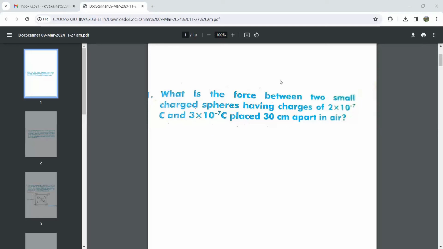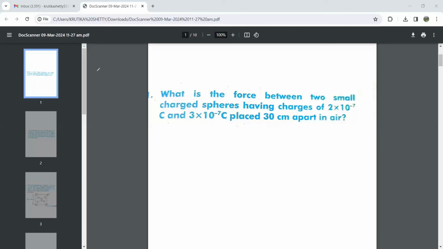So we will start with the class. Already the first topic we have completed. Today we are going to discuss the numerical section of the first topic, that is electric field and charge. Hope you have made the list of the formulas which we have in this lesson.